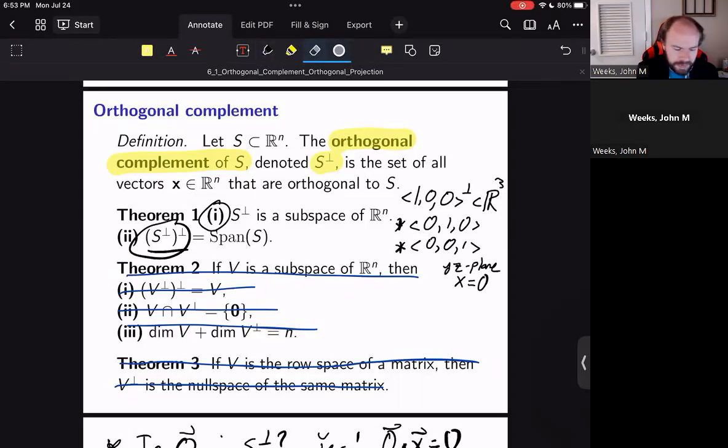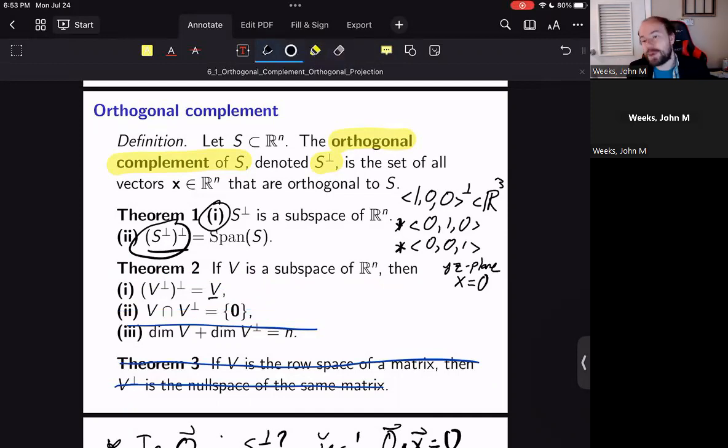Let's keep going with some other examples. If V is a subspace of Rn, then we can use the second part of theorem 1 to show that V perp perp is itself. The smallest subspace containing the subspace V is the subspace V, because V is itself a subspace, so no need to add anything else there. In this case, the intersection of V and V perp is exactly the 0 vector.